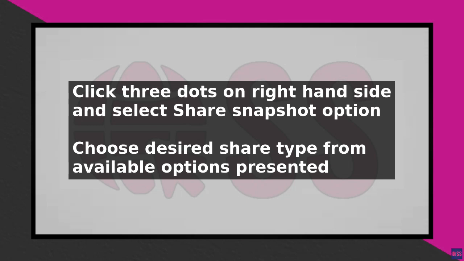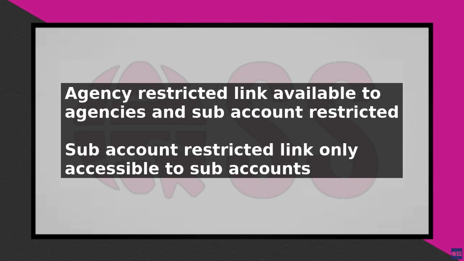Then select Share Snapshot. You will be presented with various share type options, including a one-time share link, email share link, permanent link, agency restricted link, or sub-account restricted link. The agency restricted link is only available to agencies, while the sub-account restricted link is only accessible to sub-accounts.